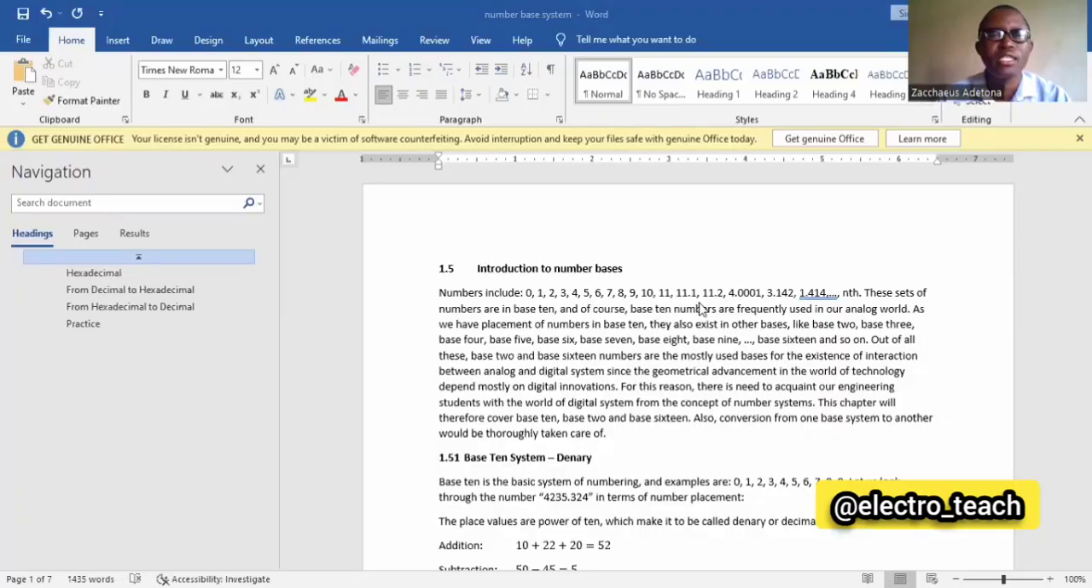Hello, you are welcome to the mathematics tutorial for today. We are dealing with introduction to number bases. We want to learn about number-based systems and conversion from one base to another.